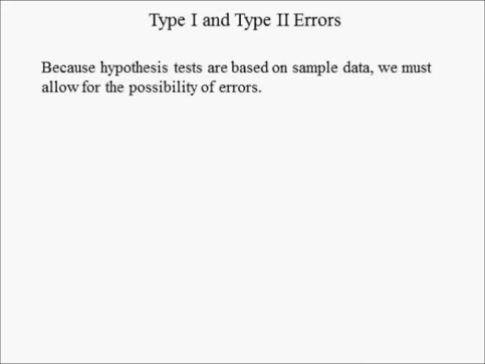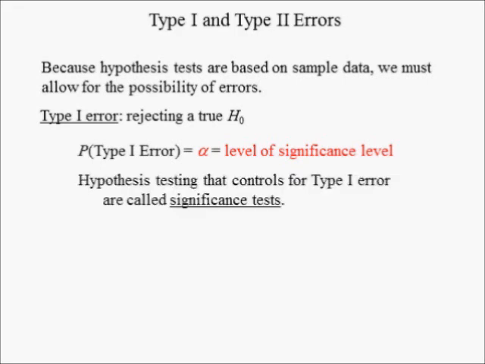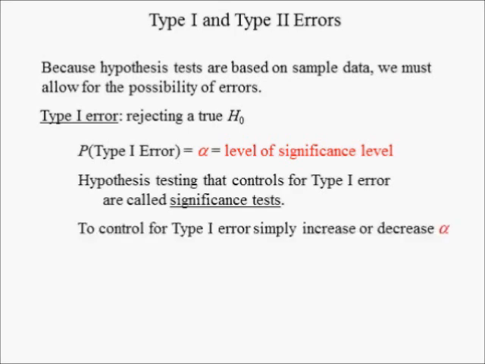Because hypothesis tests are based on sample data, we must allow for the possibility of errors. A type 1 error results when a true null hypothesis is rejected, and the probability of making one is equal to alpha, the level of significance. Hypothesis testing that controls for a type 1 error is called significance testing. To control for type 1 error, simply increase or decrease alpha.